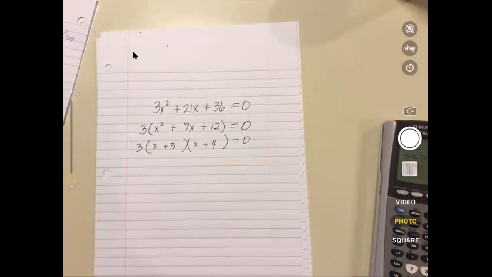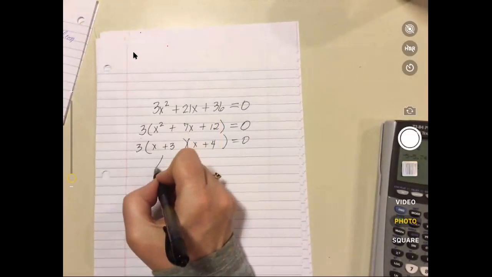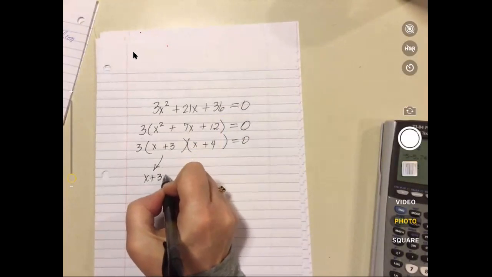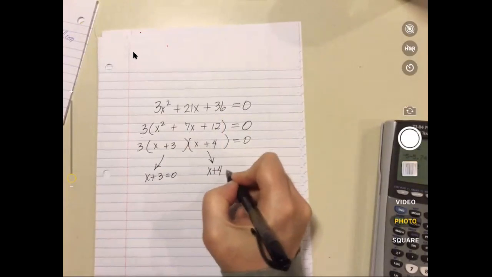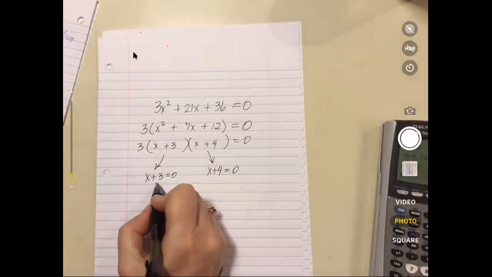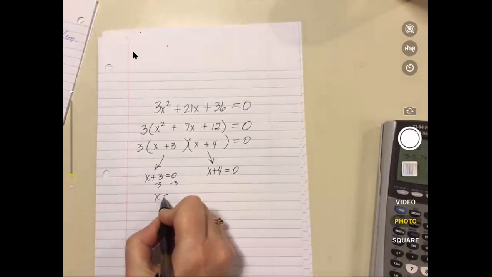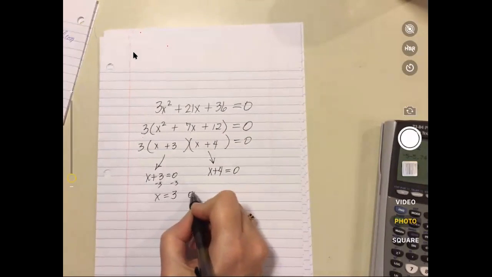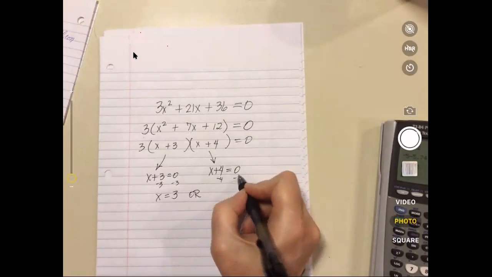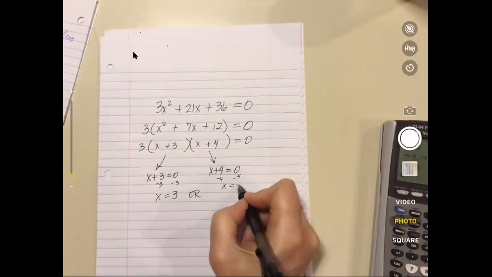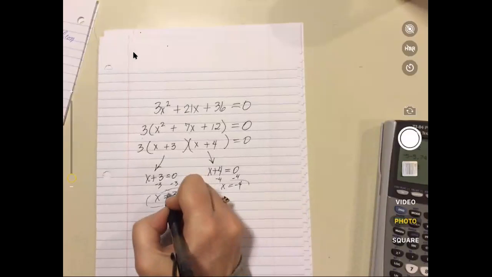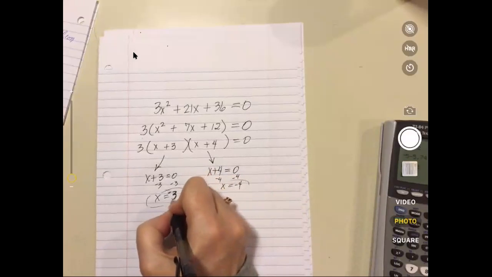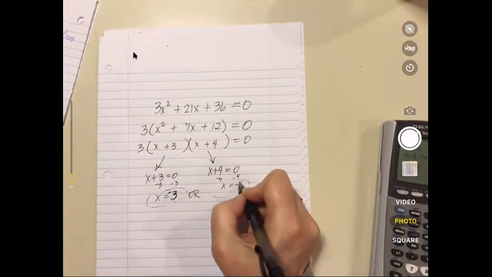And now I can find my solutions to this because I know that either x plus 3 equals 0, or this set of parentheses, x plus 4 equals 0. So x is 3, or x is 0 minus 4 is negative 4. X is negative 4. There's my two answers. Oops, negative 3. I left off a sign there. So x is negative 3 or x is negative 4.